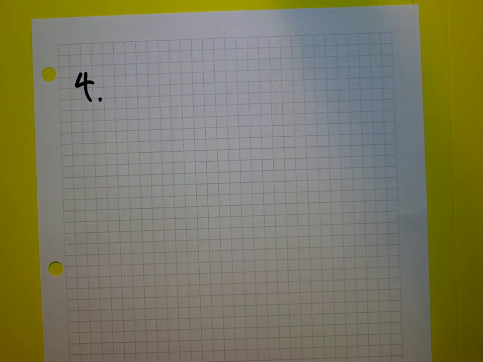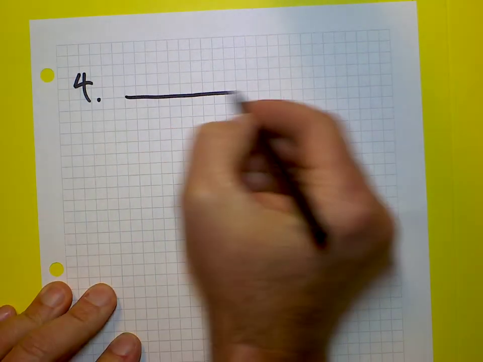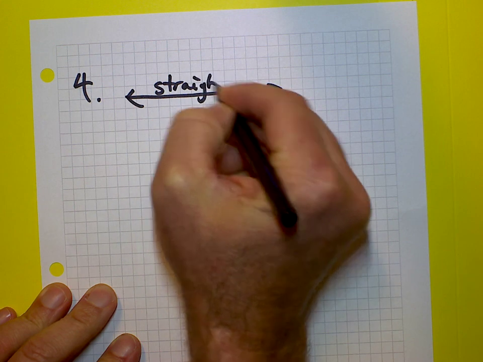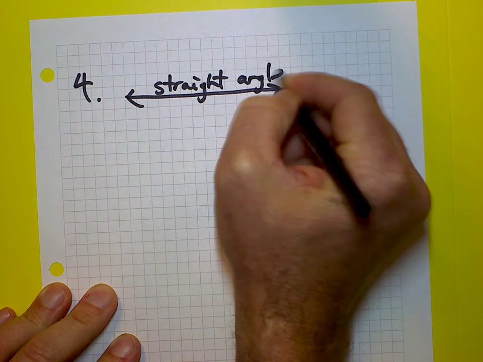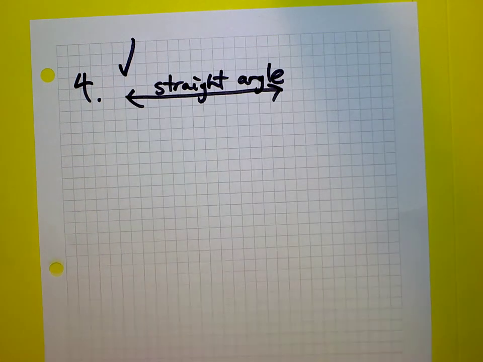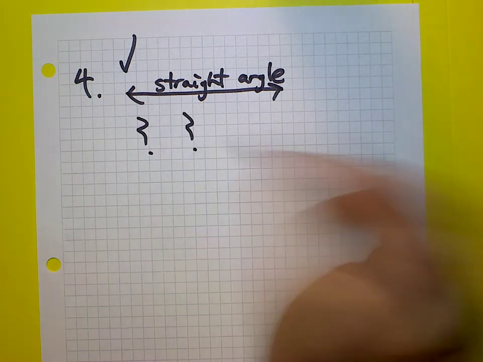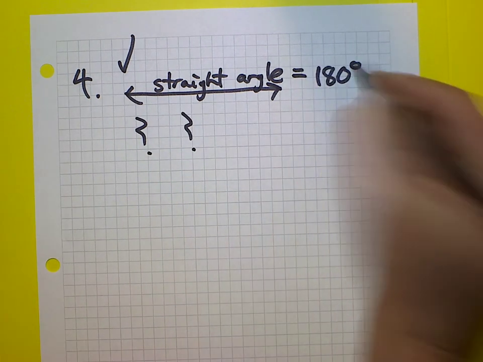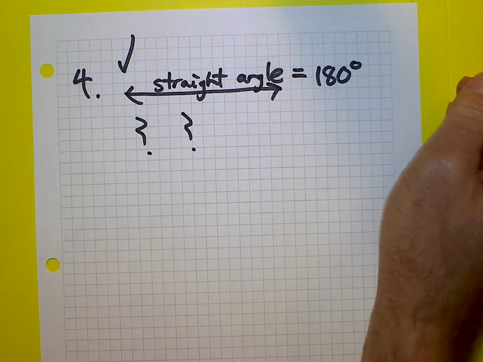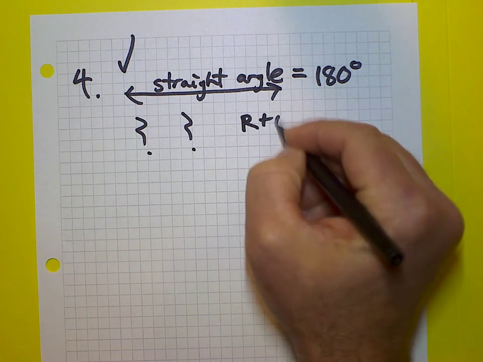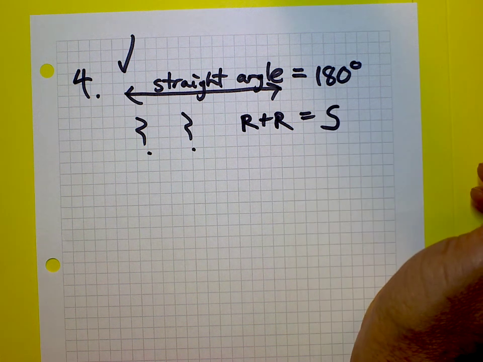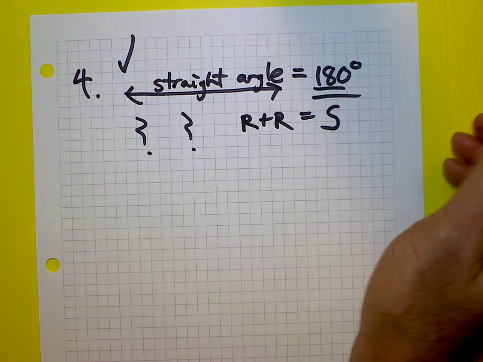Let's talk about a straight angle. Okay, good, done. We talked about it. Any questions? A straight angle is 180 degrees. Boom. It's a right angle plus a right angle. It's, yeah, anything that equals 180. It could be all by itself.